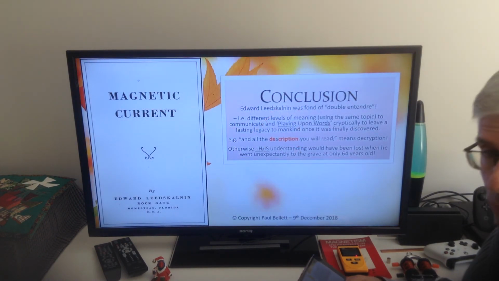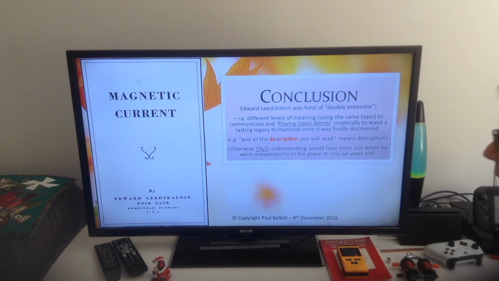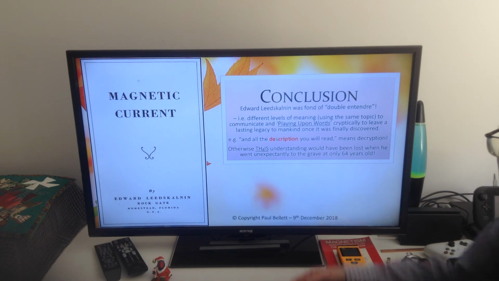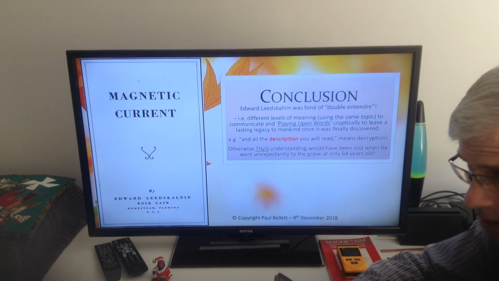Okay, we've reached the end of this presentation. Edward Leedskalnin was fond of double entendre, different levels of meaning using the same topic to communicate, and playing upon words, which he sure has, cryptically, to leave a lasting legacy to mankind once it was finally discovered. And all the description you'll read means decryption, otherwise this understanding would have been lost when he went unexpectedly to the grave at only 64 years old. And that concludes my PowerPoint presentation.